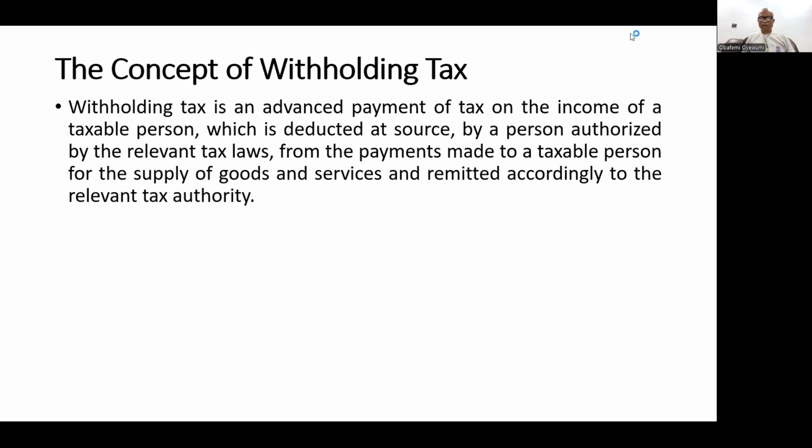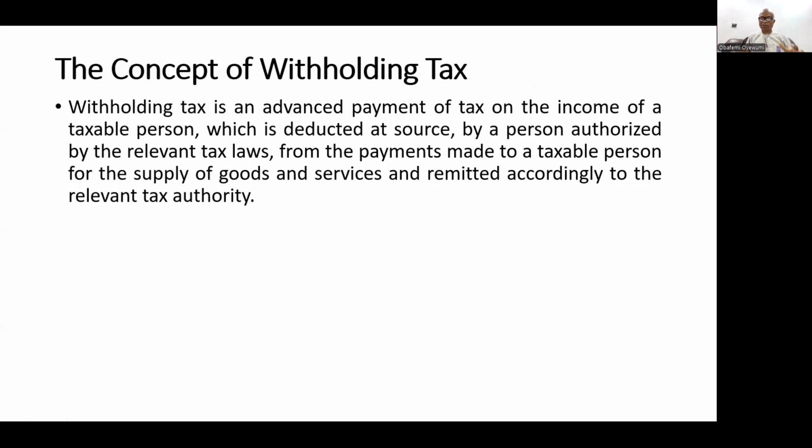So we're talking about an advance payment. So withholding tax is not a new tax. It's not a unique tax. It's not a separate tax. It's just an advance payment of tax on the income of a taxable person. But this particular tax is deducted at source, okay, by the person that's been authorized by the government to do just that. And then accordingly, they will now remit to the government on behalf of the taxpayer that deducted the money from his account.